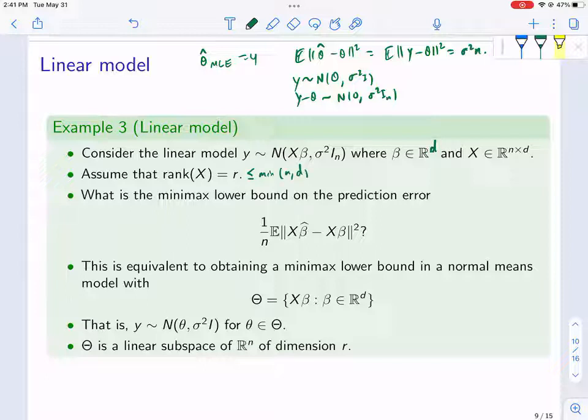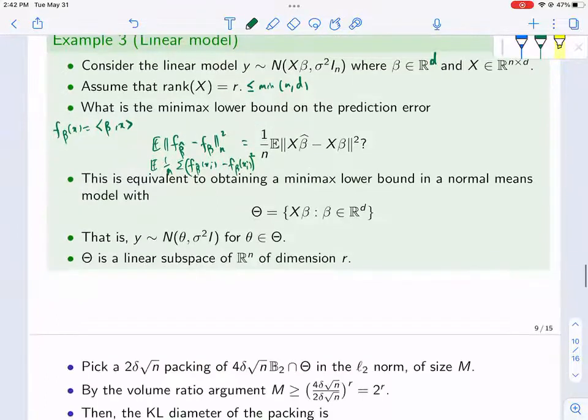So one question is, what is the minimax lower bound on the prediction error? So you have X beta hat minus X beta. If you recall, this quantity is like the empirical L2 norm for the function that you're estimating. So this is f beta hat minus f beta in the empirical norm, where f beta is just beta inner product with x. So this is just the expectation of 1 over n summation of f beta hat at x_i minus f beta at x_i, squared. So it's measuring how well you're doing in terms of the value of this function, which is the prediction for your response.